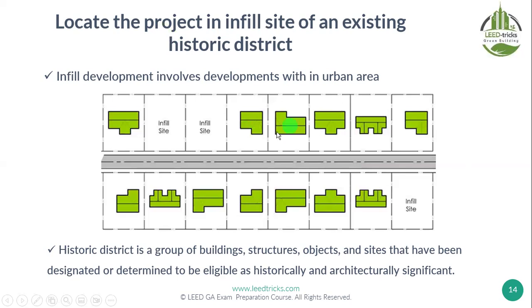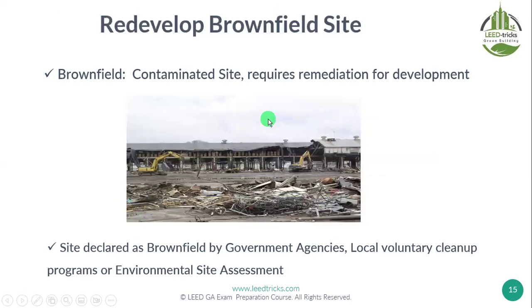Area that's already there. Maybe this house is 50 years old, this 100 years, this 30 years. So you infill here, infill inside of an existing historic district. This is option one to choose a preferred site. The second option, or second constraint, that is preferred to develop in these sites is brownfield area.